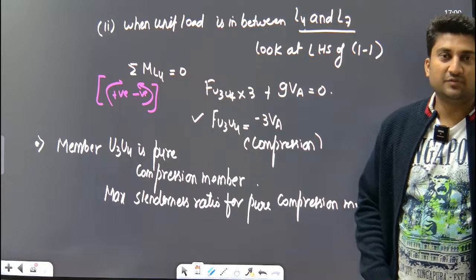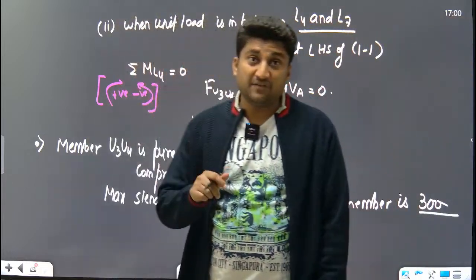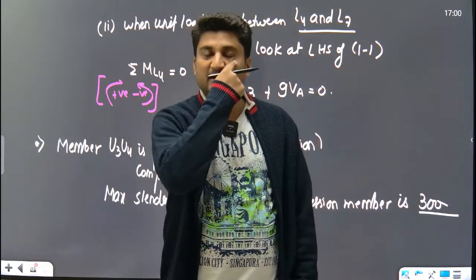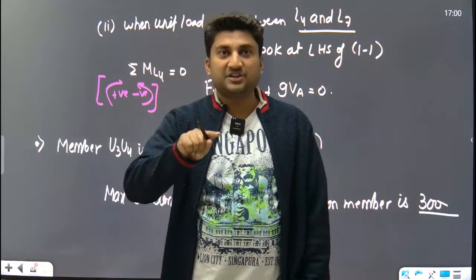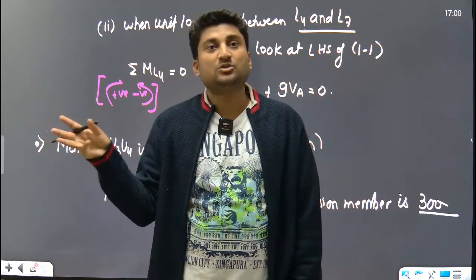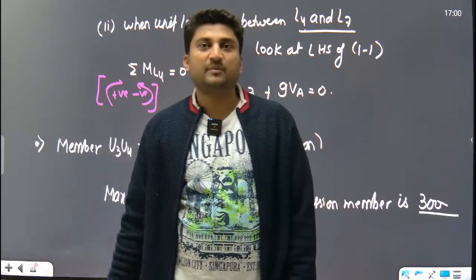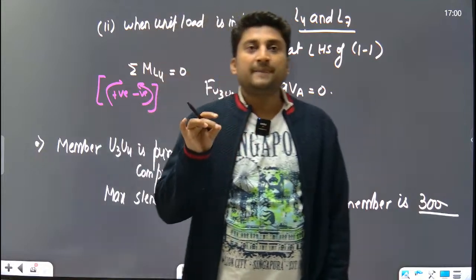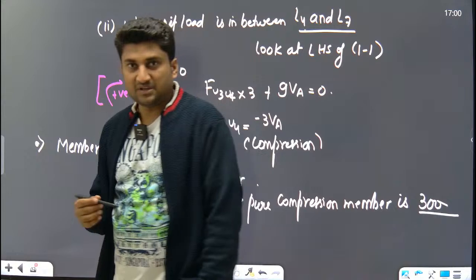Okay guys, so we have taken the ILD for reaction, ILD for shear force, ILD for bending moment for simply supported beam, and when unit moment is traveling we have drawn ILD for reaction, ILD for shear force and ILD for bending moment. And for cantilever beam also we have seen the ILD for reaction, ILD for shear force and ILD for bending moment. Also we have seen how to draw the ILD for forces in the members of the truss. Yes or no?